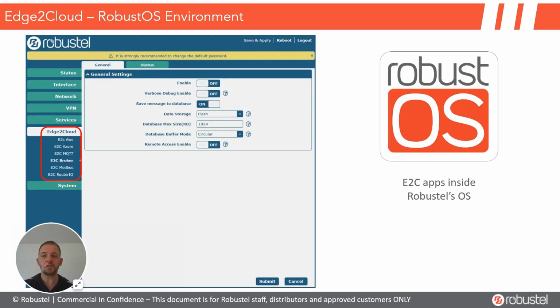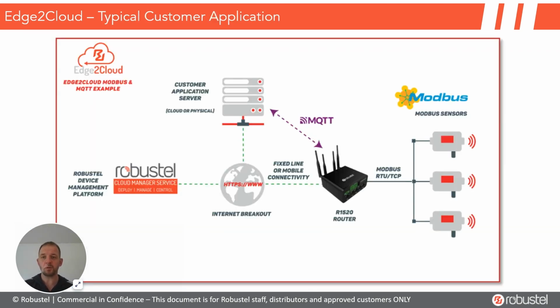So this is what it looks like in the operating system. There's quite a few things to configure, but this is just a quick view to show where they live in the original RobustOS operating system. It's important to say it's in RobustOS Pro as well, the new Robustel operating system.